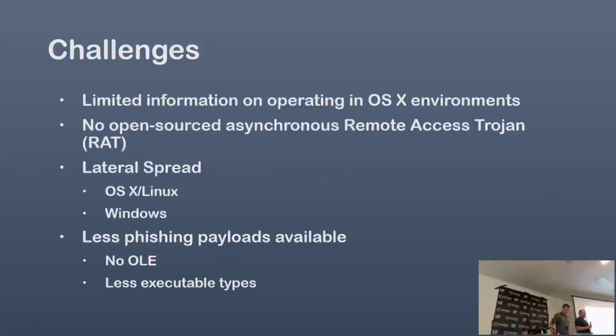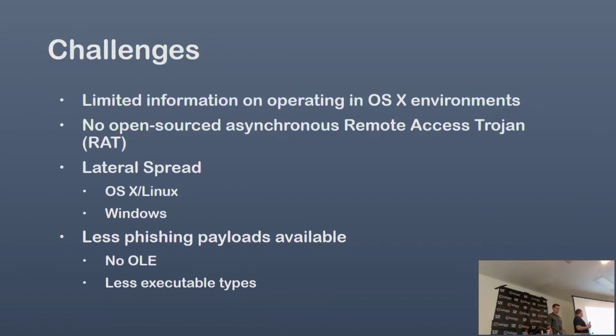All right, challenges. So we got the call to come on our first assessment that had a heavy OSX environment, and kind of wondered what do we do, where do we start, what do we look for. So let me Google this for you. Not much out there on operating in OSX environments. There's no open source asynchronous remote access Trojan other than Pupy. Pupy is great, but it doesn't have some of the things built into it that we wanted on our engagements. So we decided to port PowerShell Empire over into a Python-based version.